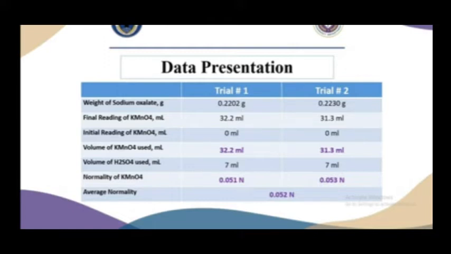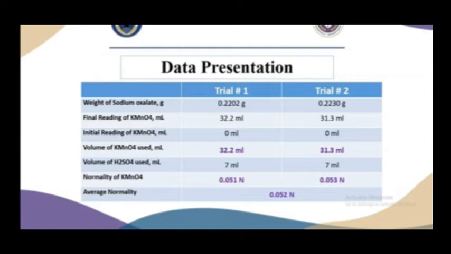In the final reading of potassium permanganate, 32.2 ml in trial 1 and 31.3 ml in trial number 2. For the initial reading of potassium permanganate in ml, both trial 1 and trial 2 have 0 ml.